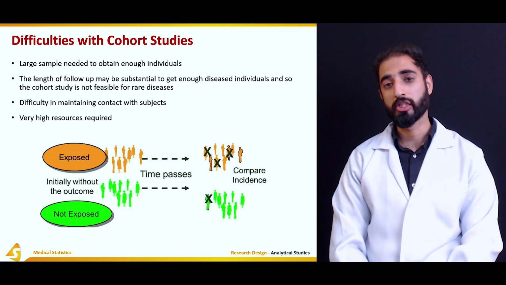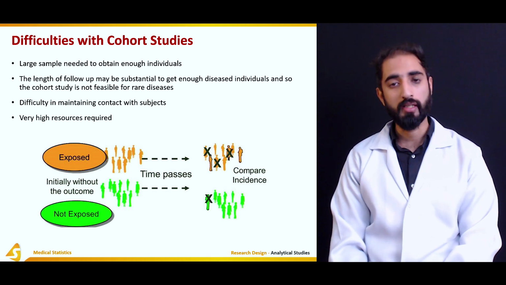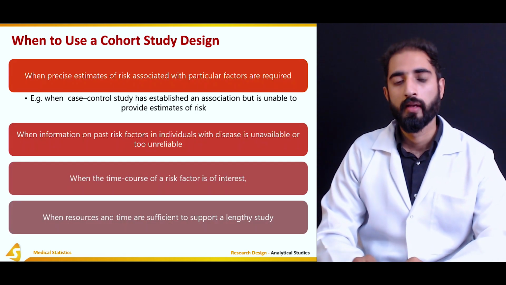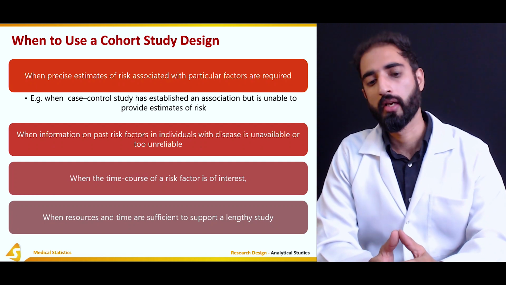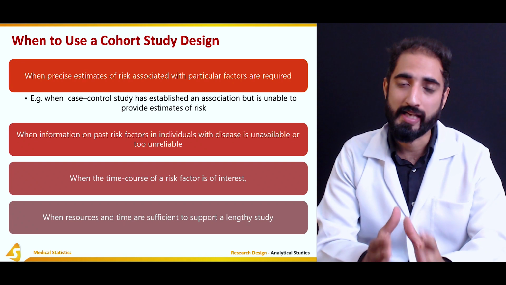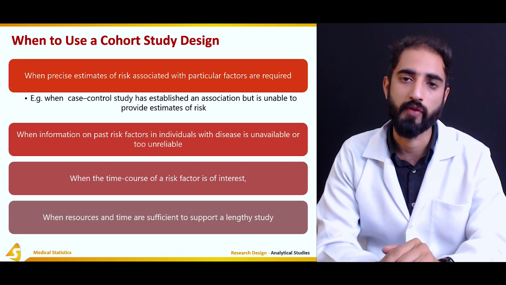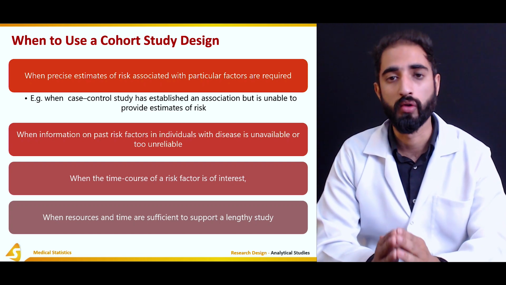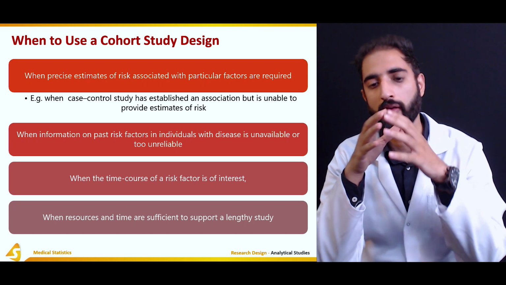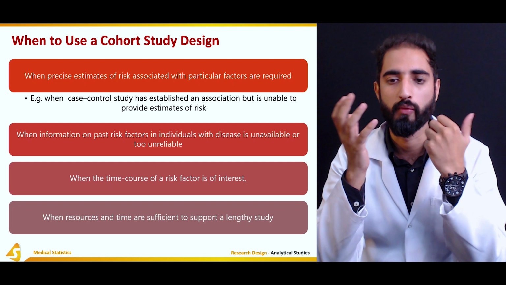But another benefit of cohort studies is that, just as we discussed, we can use cross-sectional surveys to find out the prevalence of any condition, and we can use cohort studies to find out the incidence of any condition or disease. That is an important point associated with cohort studies as well. So when to use a cohort study design? As I already told you, you can use it to find out the incidence of any condition or disease. You can also use it when precise estimates of risk associated with particular factors are required, because it is more precise in identifying risk factors and causative factors as compared to case control studies. It is usually used when a case control study has established an association, but you want to find out if it is precise and reinforce those findings, because a case control study is not able to provide estimates of risk.